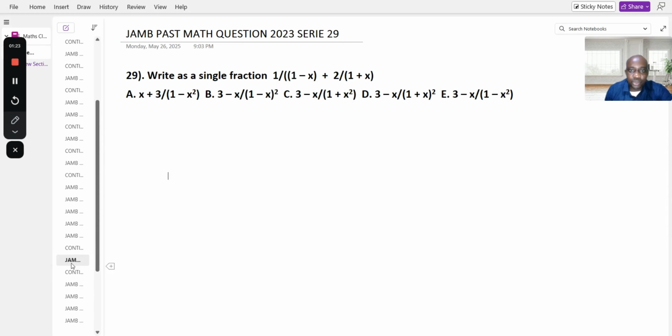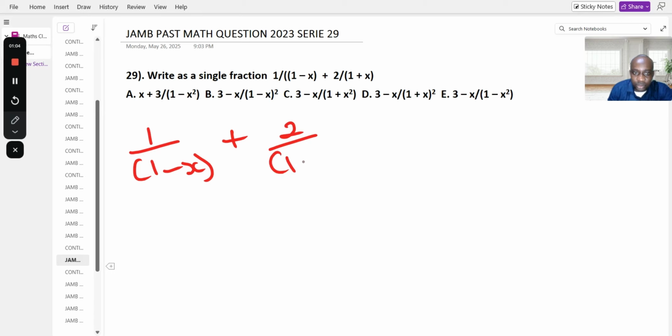Write as a single fraction 1 over 1 minus x plus 2 over 1 plus x.